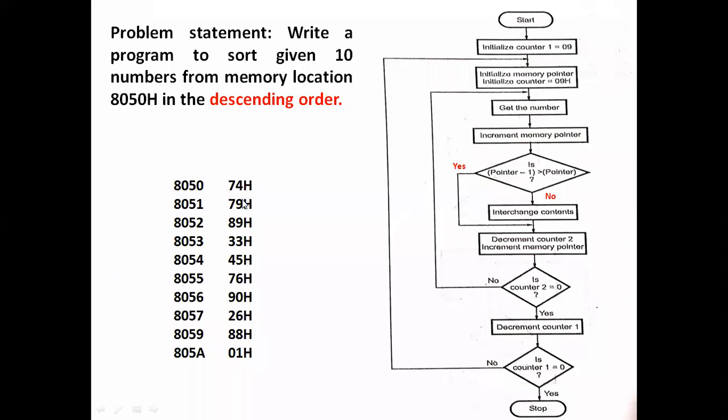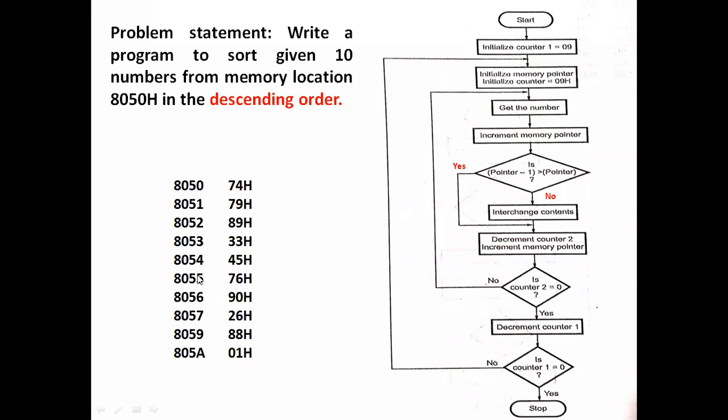So this is the case of one round in which we have to do 9 comparisons, because first of all, the 8050 content will be compared with 8051. Then the 8051 content will be compared with 8052. Then the 8052 content will be compared with 8053, 8053 will be compared with 8054, and so on. So there are 9 comparisons going on, but this is round number 1.